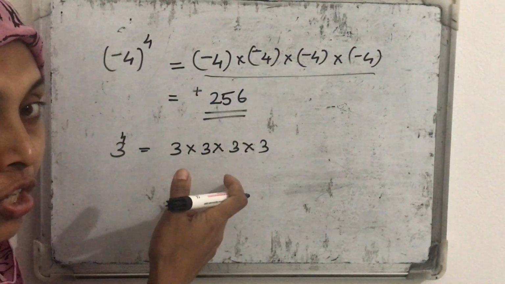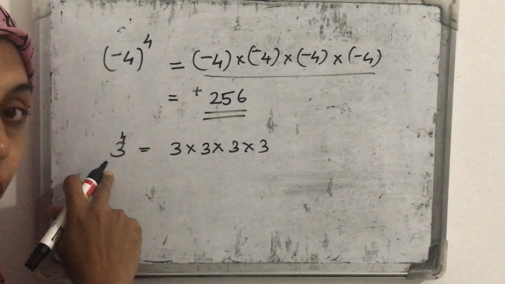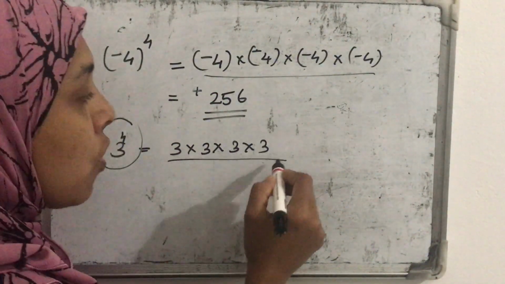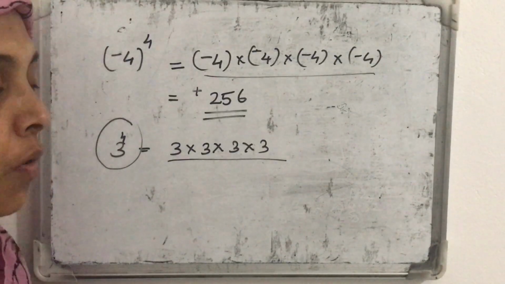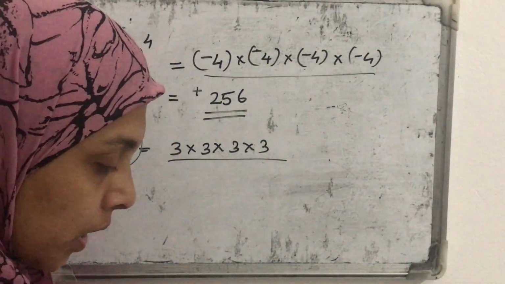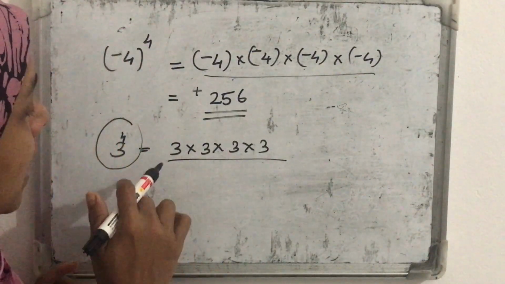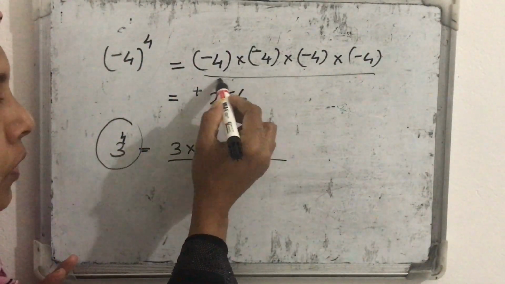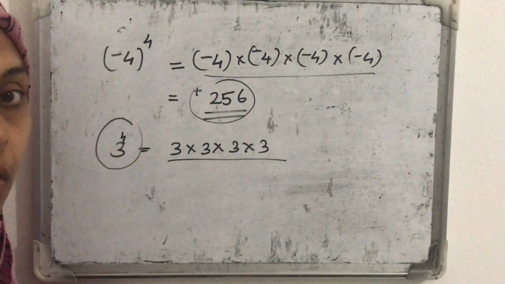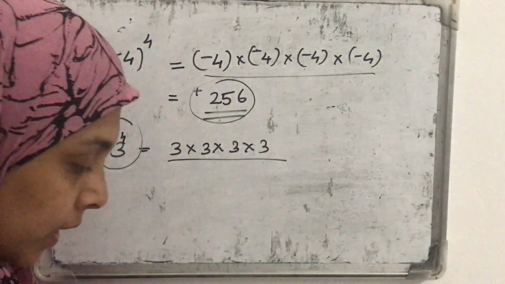What is its exponential form? This is 3 raised to 4. This form is called exponential form, and this form is expanded form, and we know what the base and power of a number are. And value means, lastly, we must find the value of this number. After multiplication, the product we get will be the value of that number.